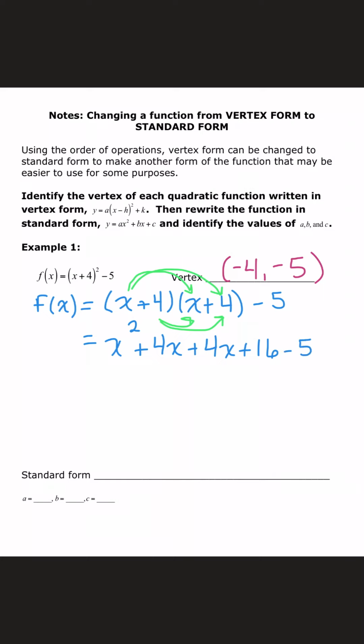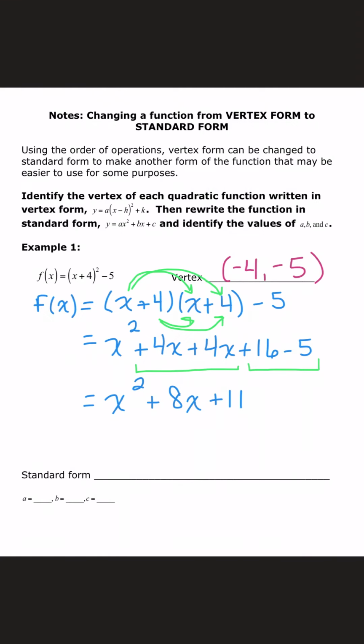So now at this point we've removed all of our parentheses by using the distributive property, and now we are going to combine the like terms. Like terms would be 4x and 4x. We can combine those together. And we also have these numbers at the end, the 16 and the -5, that we can combine together as well. So we have x squared, and 4x plus 4x is going to give us an 8x, and 16 minus 5 is going to give us an 11.